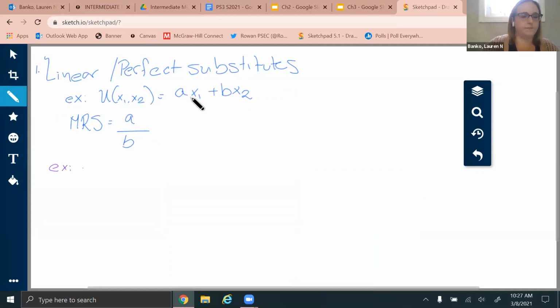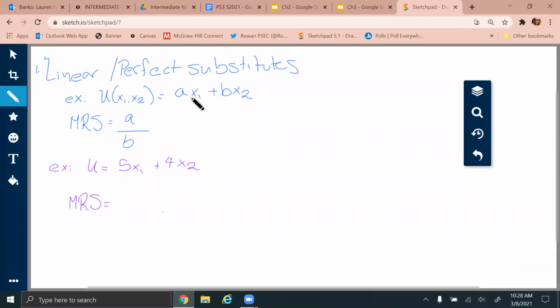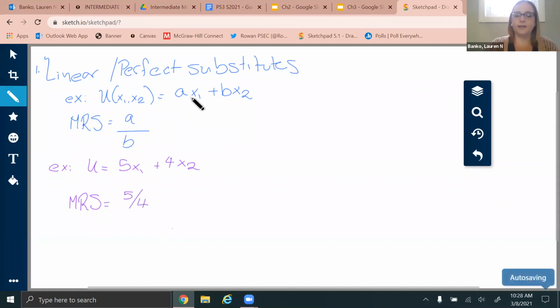All right, example. Maybe we have 5x1 plus 4x2. Again, this is linear, perfect substitutes. And can someone tell me the MRS here? 5/4. Yeah, good. So again, just the constant in front of x1 over the constant in front of x2. 5/4, divide it if you really want to.